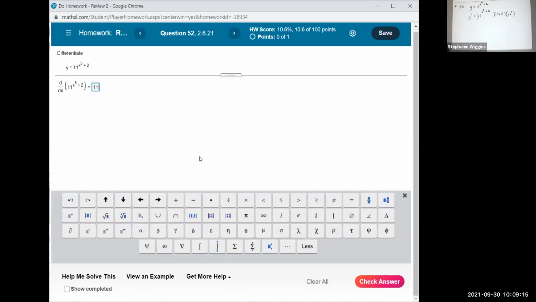So we have 11 to the power of x to the power of 6 plus 2. That's the first step.